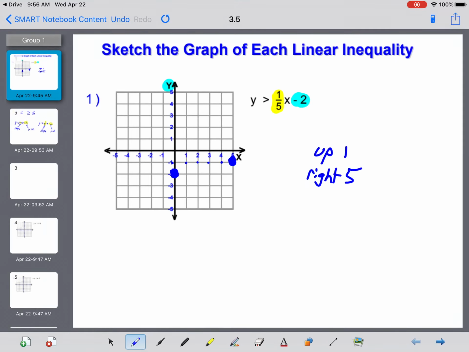Now when you can't go up and to the right anymore, we've had a lot of practice with this, we're going to go down and to the left. Down 1, 1, 2, 3, 4, 5. Okay. Now usually, if this was an equation, we would just connect the dots, and move on. But when we're graphing inequalities, it's a little different.